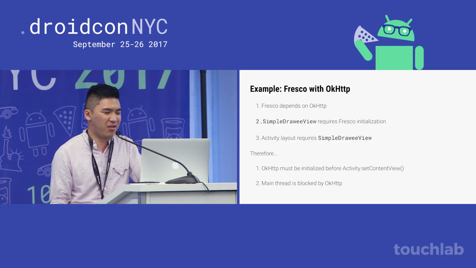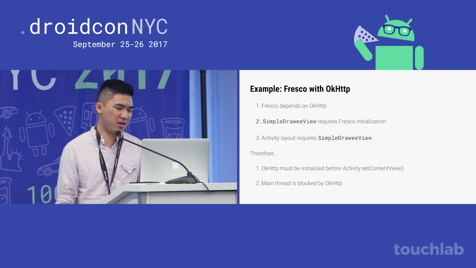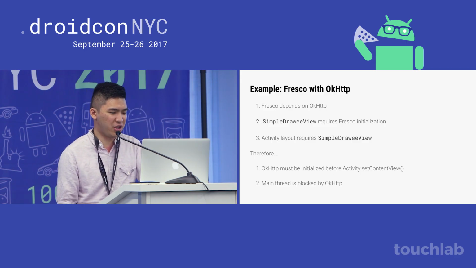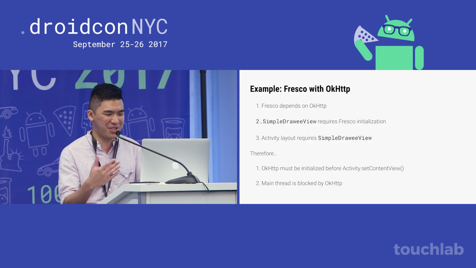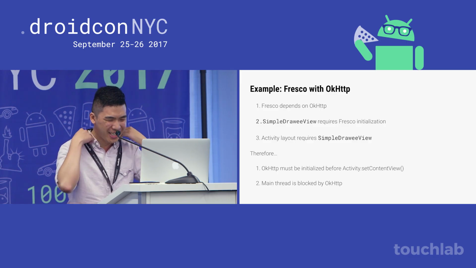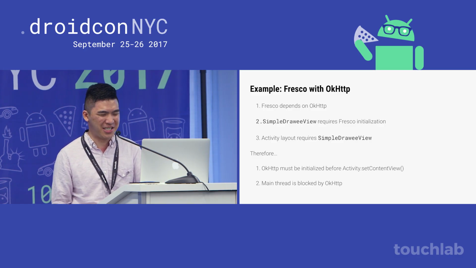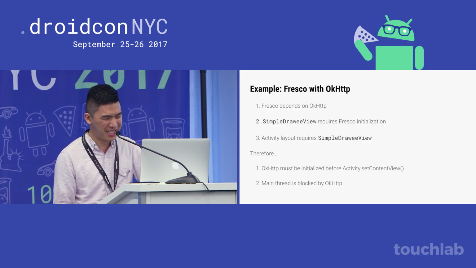And obviously, SimpleDraweeView is a view, so we're going to want to put it in our XML. So if you remember from one of the first few slides, if the activity layout requires SimpleDraweeView, then that means Fresco must be initialized before your activity is laid out. So we can't do this asynchronous dependency injection thing, and now OkHttp must be created before your layout is inflated, and then your main thread is just blocked on OkHttp.